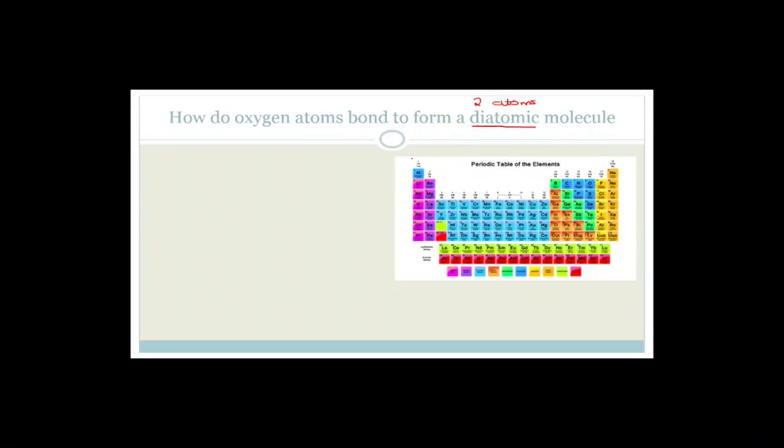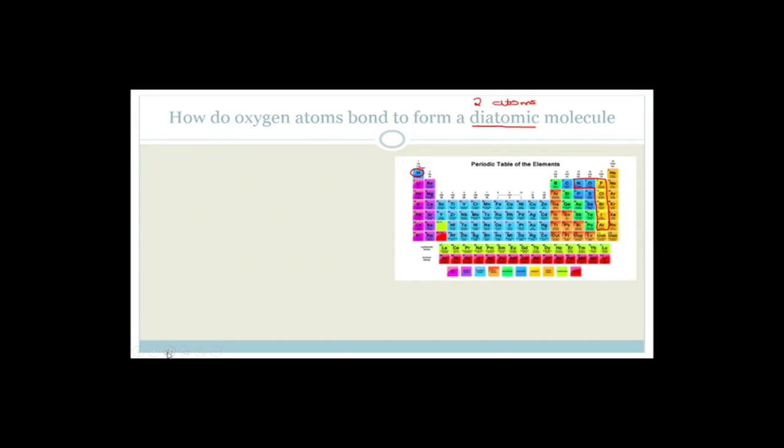Just before I carry on with oxygen atoms, I want to remind you guys that there are a couple of elements that naturally occur in nature as diatomic molecules. They are hydrogen, and then nitrogen, oxygen, fluorine, and all the halogens actually. It starts at N, it works like a 7. Nitrogen, oxygen, fluorine, chlorine, bromine, iodine, astatine. Those are the elements on the periodic table that naturally form diatomic molecules.